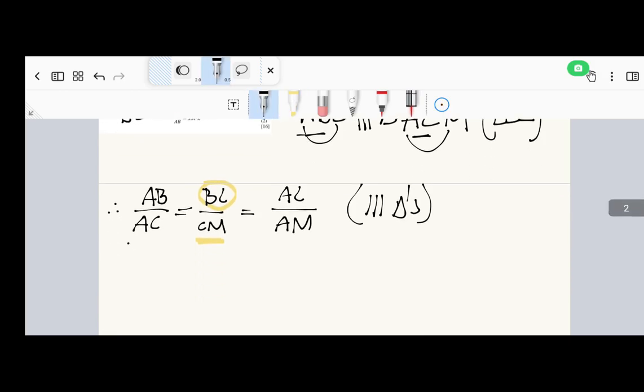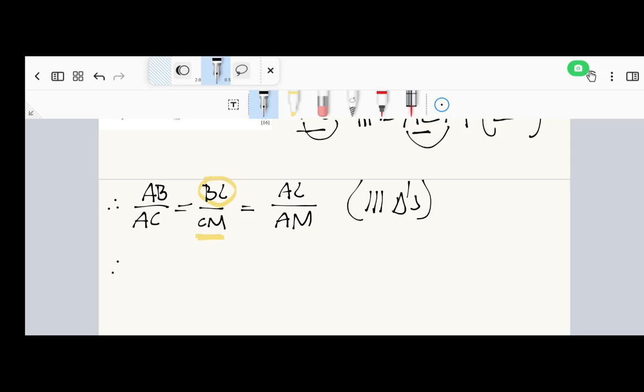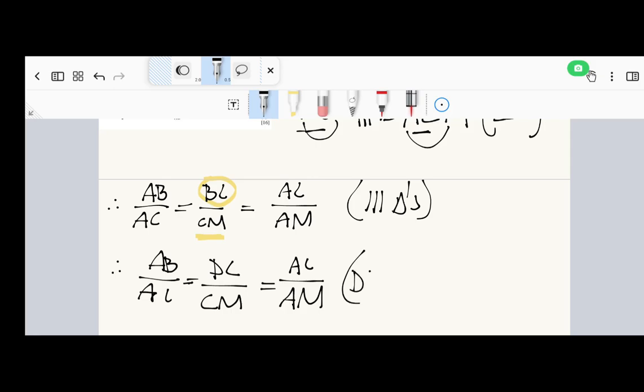Okay, so I guess we could write our ratios again to say that AB over AC is equal to DC instead of BC, okay, DC over CM, which is also equal to AC over, so I'm writing everything the same, just now in my ratio I have a DC instead of a BC. How can I do that? I can do that because we know that DC is equal to BC. That was given.